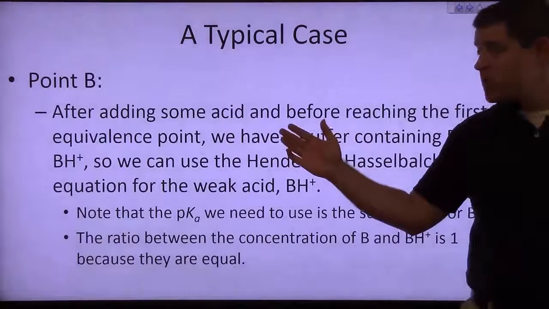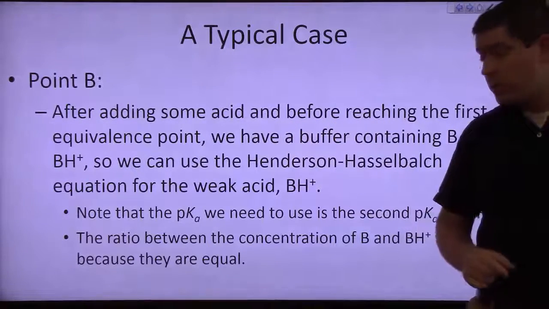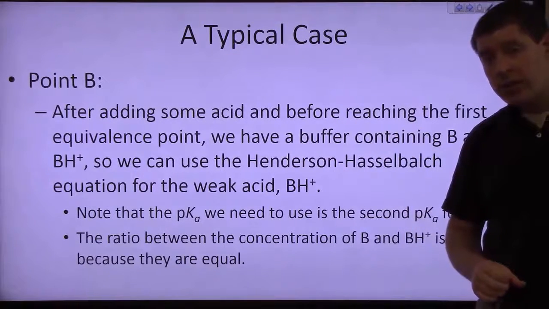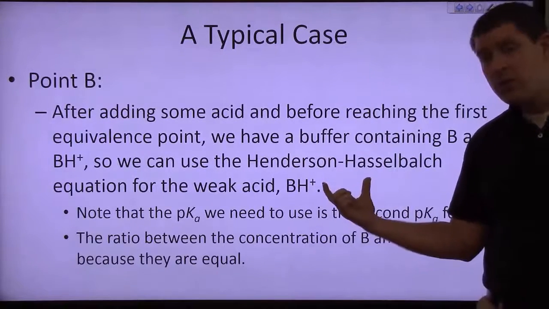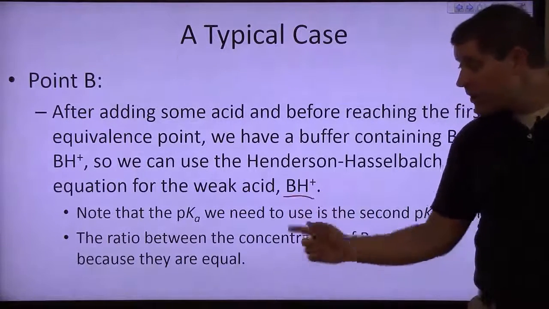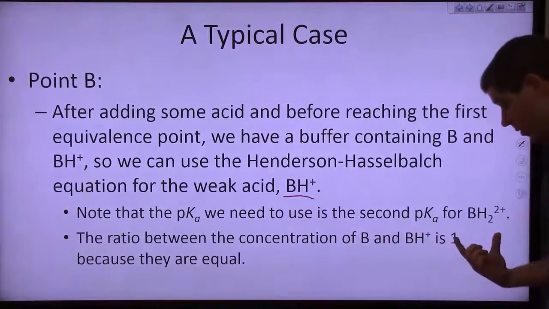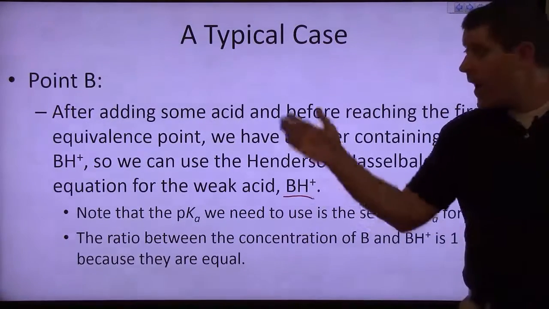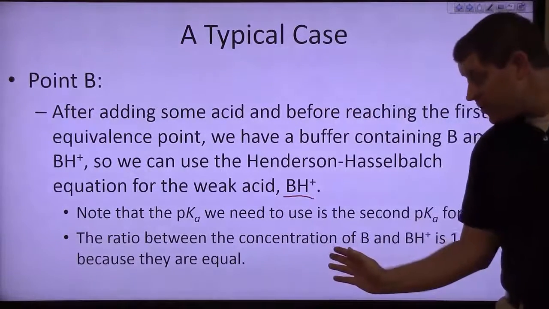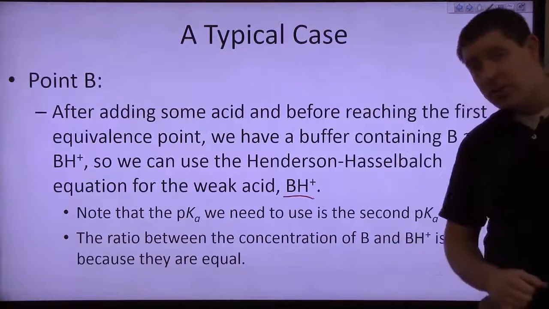At point B, this is after adding some acid and before reaching the equivalence point. We then have a buffer that contains B and BH+, the intermediate form, and this means that we can use the Henderson-Hasselbalch equation for the weak acid, which is BH+. Now note that the pKa we need to use is the second pKa for the BH2 2+. Now at point B, this is the half equivalence point, then the ratio between the concentration of B and BH+ is 1 because those concentrations are equal.